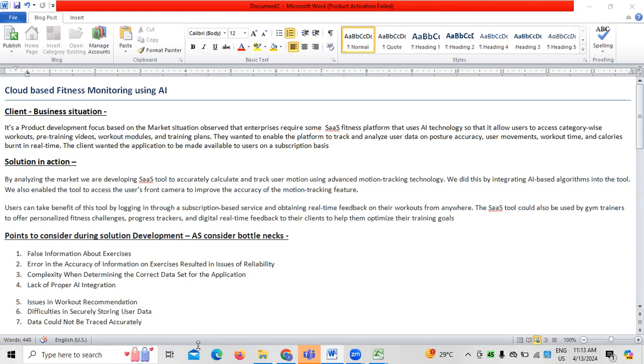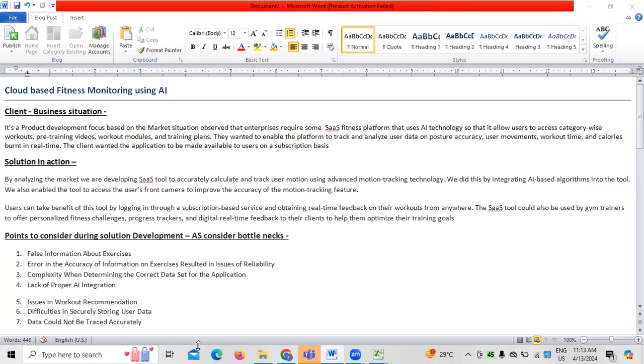we want to enable the platform so that it can be useful to track and analyze the user data. At the same time, on the posture accuracy, user movements, workout times, calories burnt in real time. All these things are what a user expects, because when a user wants to manage and use a fitness monitoring application, by enabling AI technologies, everything. So these are the things required: user movements, workout times, calories burned in real time.